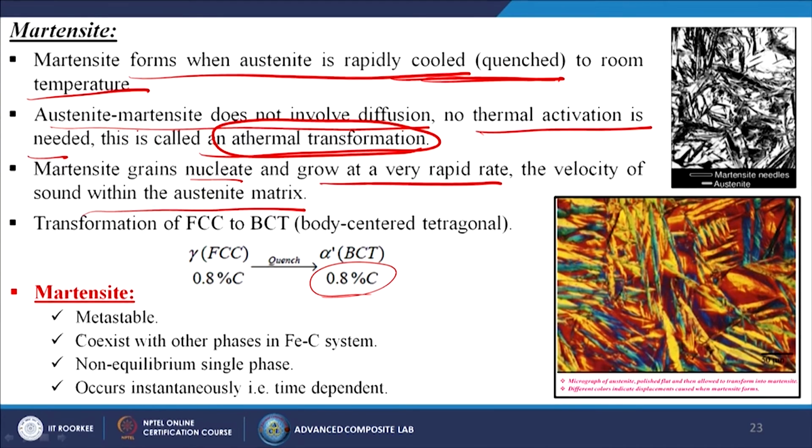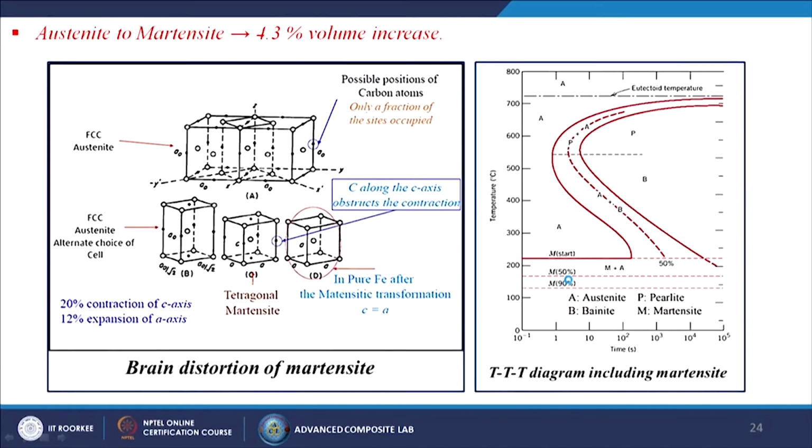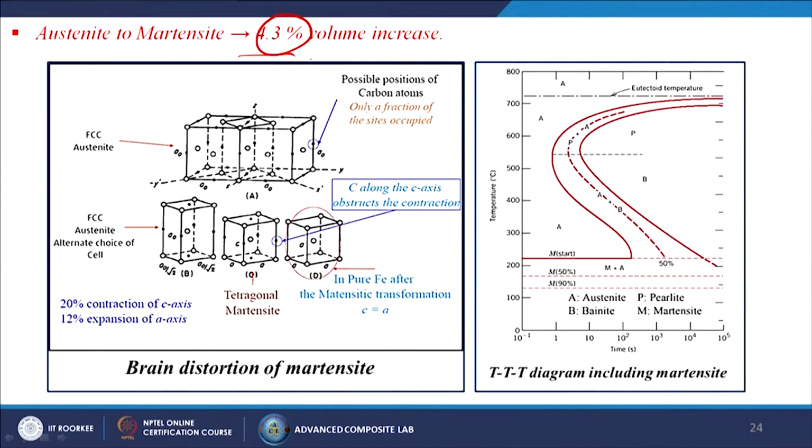So, martensite properties are metastable in nature, it coexists with other phases in iron carbon systems, it is a non equilibrium single phase, and occurs instantaneously, that is not time dependent. So, this is the micrograph, or maybe the color micrograph, of the martensite structure. Now, how is it changing from austenite to martensite? Only the volume is going to be increased, because we are heating that material and suddenly we are cooling it down. So, generally 4.3% of volume is increasing under those conditions.